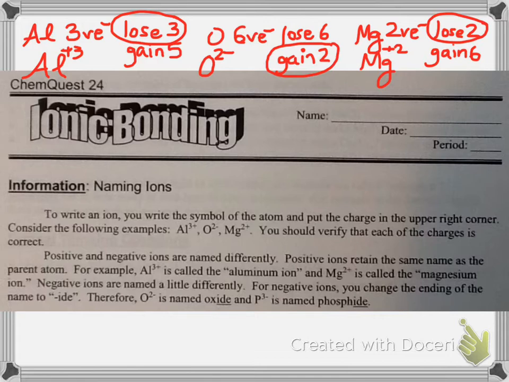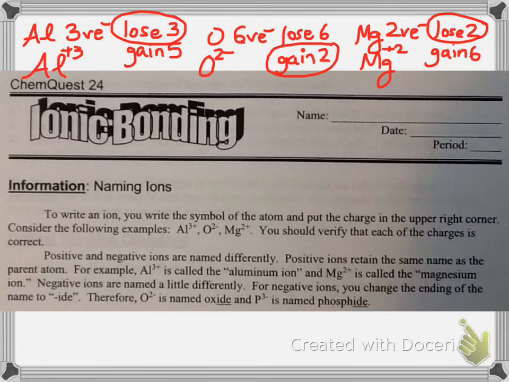Positive and negative ions are named differently. Positive ions retain the same name as the parent atom. For example, Al3+ is called the aluminum ion, and Mg2+ is called the magnesium ion. Negative ions are named a little differently. For negative ions, you change the ending of the name to "ide." Therefore, O2- is named oxide, and P3- is named phosphide.